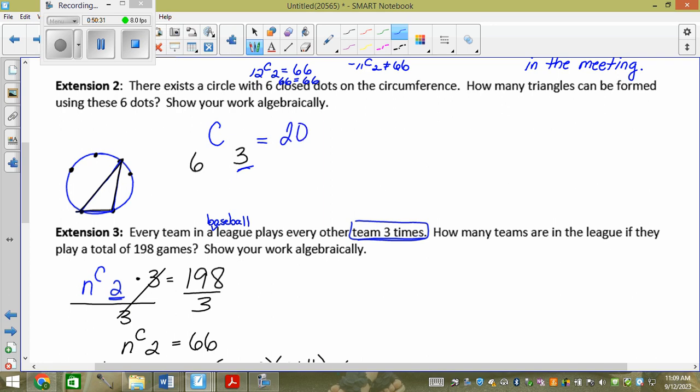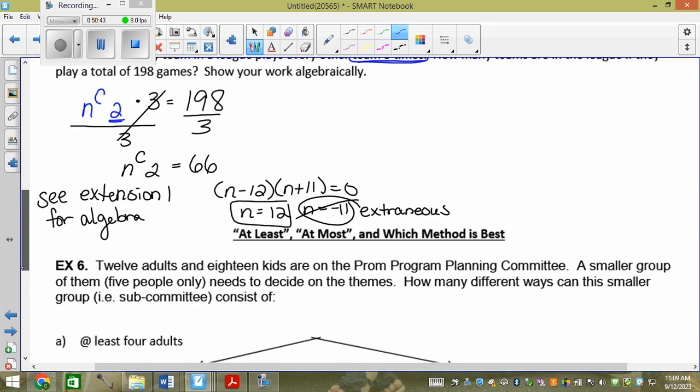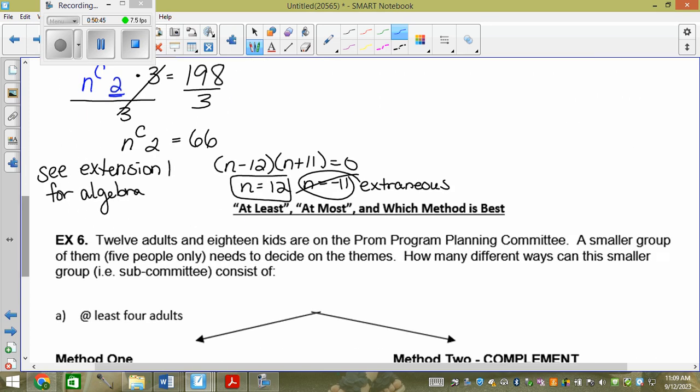So you can get 20 different triangles. And then the last thing we have to go over is the standard of excellence questions. They're at the bottom. It says, at least and at most cases. So these are standard of excellence, which makes them sound hard. You practice them enough, they're really, really easy.